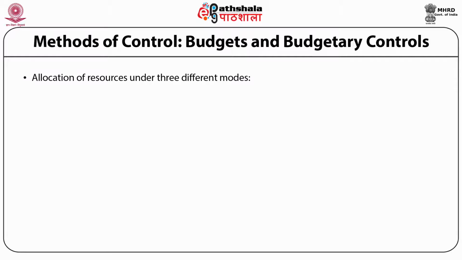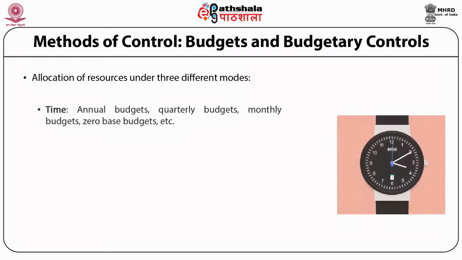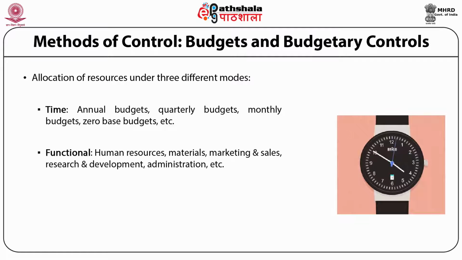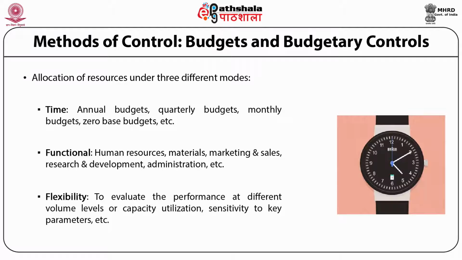Budgets are classified under three different modes. First is time: annual budgets, quarterly budgets, monthly budgets, zero-based budgets, etc. Second is on the basis of functionality: human resource, materials, marketing, sales, research and development, administration, etc. And last is flexibility to evaluate the performance at different volume levels or capacity utilization, sensitivity to key parameters, etc.